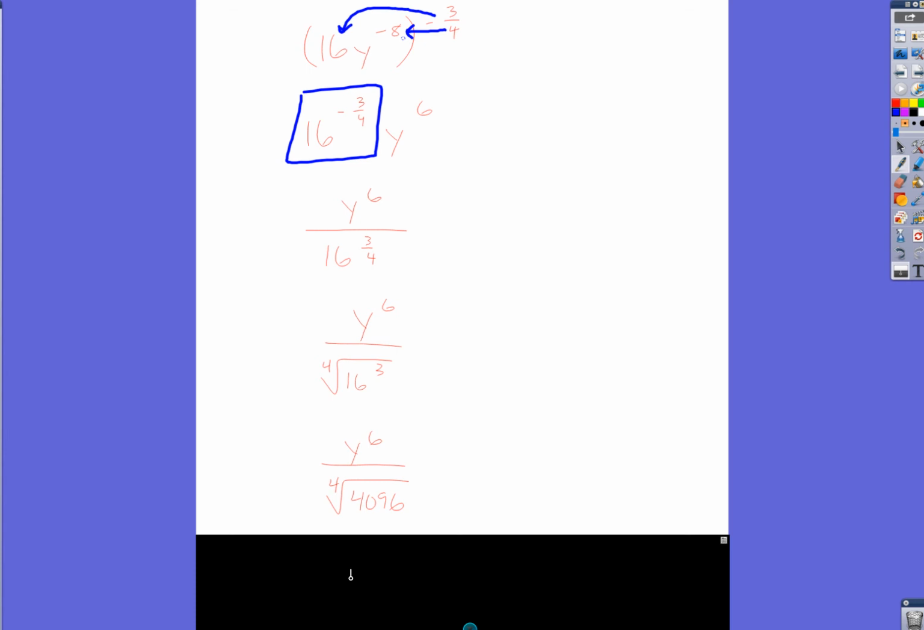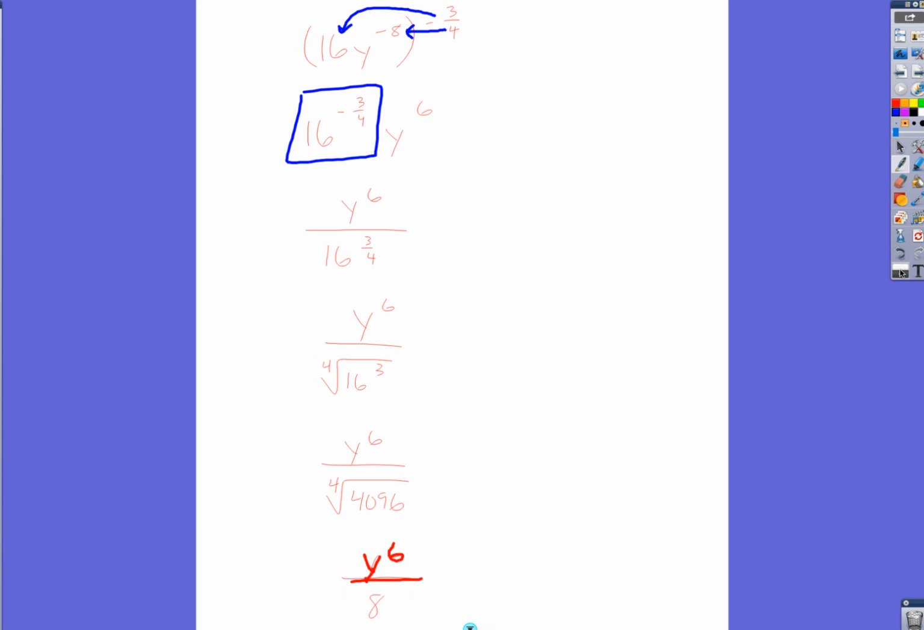So did anybody find the root button? Tell me what the 4th root of 4096 is. 8. What'd you guess, Suna? 8. And I agree with Suna. Yes, it is y to the 6th over 8. After the first step, nothing happened to the y to the 6th.